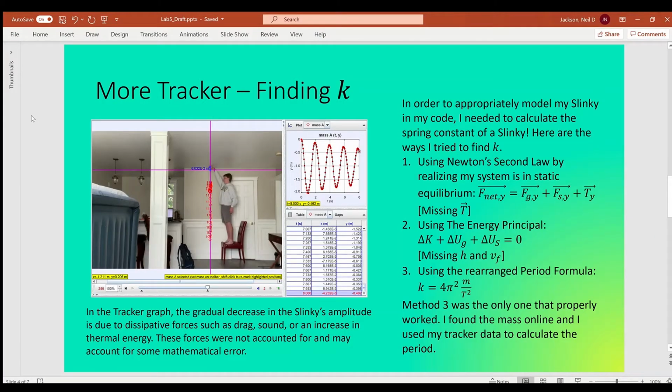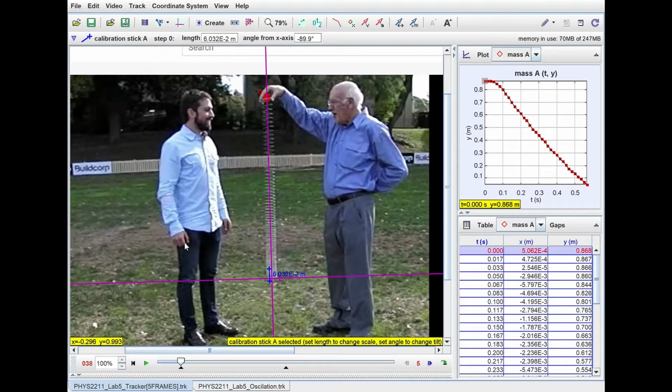Here's a picture of the tracker data I used to calculate the period. As you can see by this graph, our oscillations are slowly dampening down, meaning that there's some sort of dissipative force acting on the Slinky, let it be air resistance or a change in internal energy. Now, this was not taken into account when calculating the period, so that is something to keep in mind for the conclusion. Here is the tracker video I analyzed for my lab.